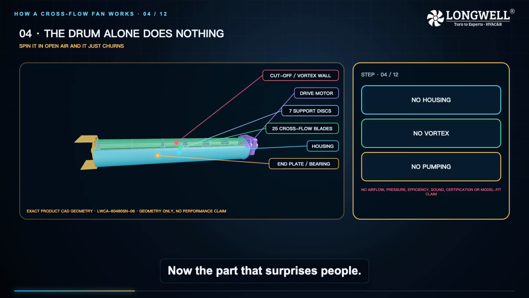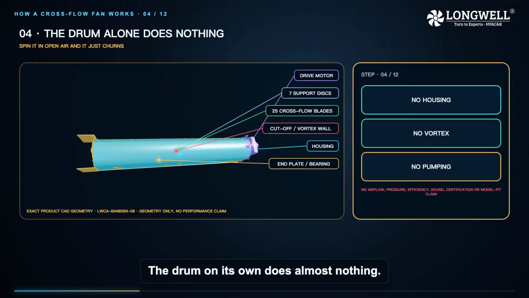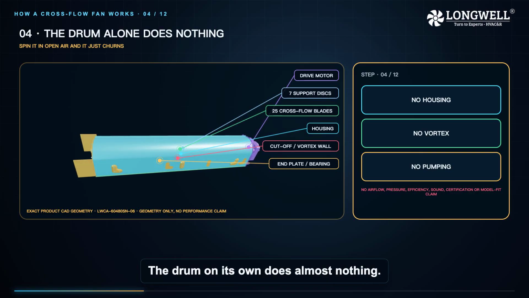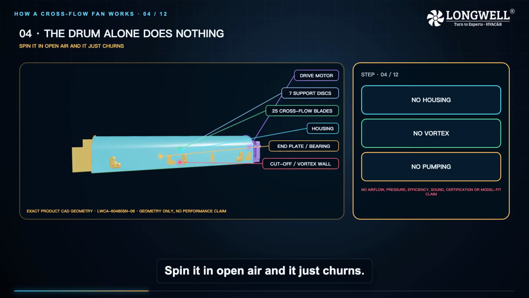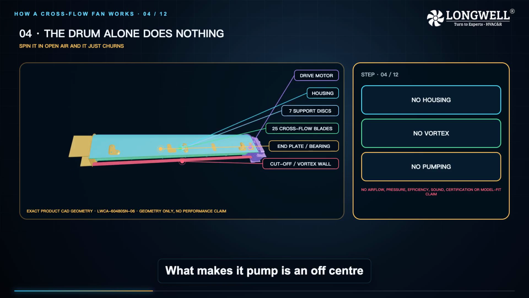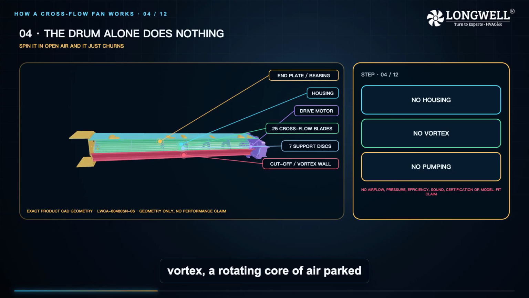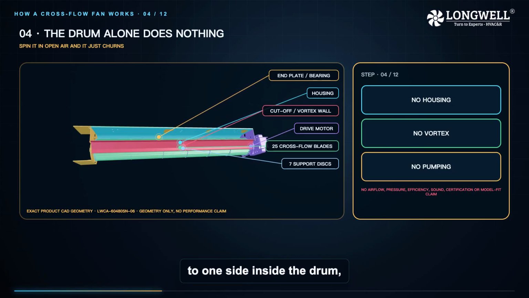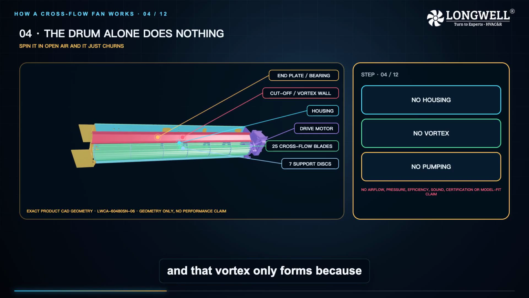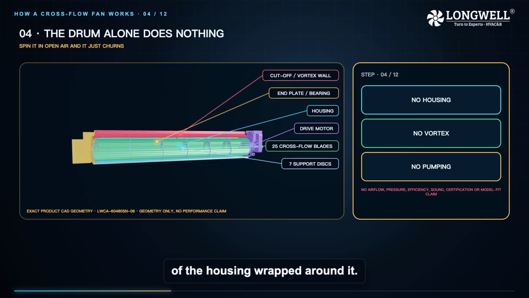Now the part that surprises people. The drum on its own does almost nothing. Spin it in open air and it just churns. What makes it pump is an off-center vortex, a rotating core of air parked to one side inside the drum, and that vortex only forms because of the housing wrapped around it.